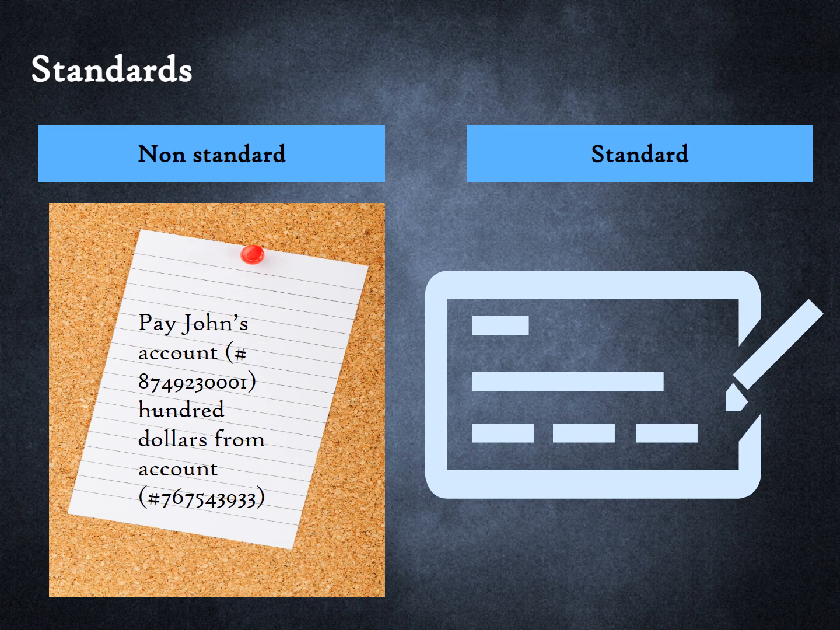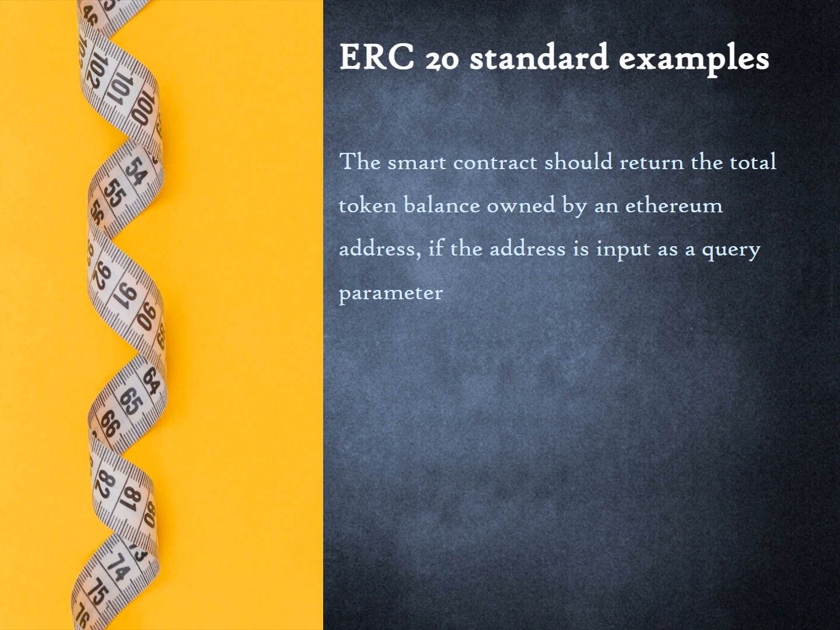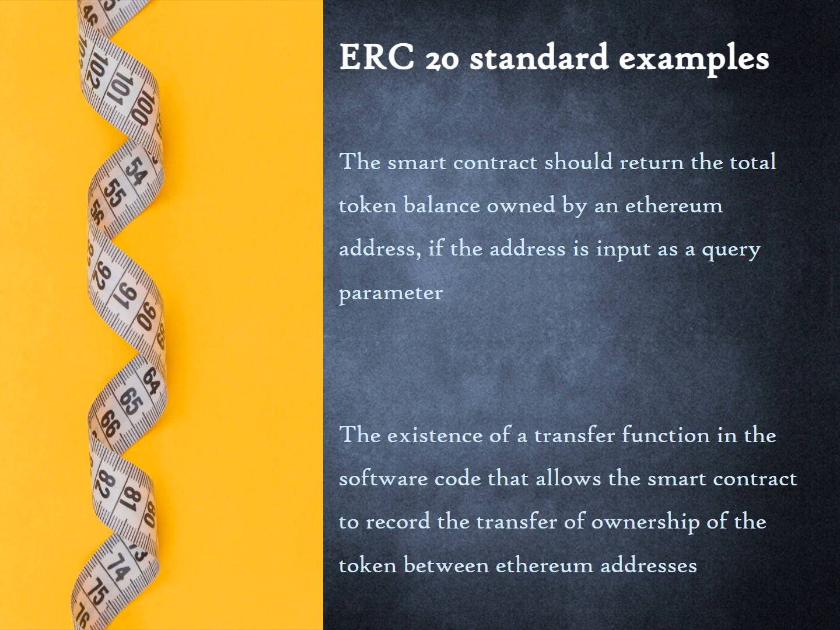ERC-20, similarly, is a standard that governs the creation of fungible tokens from an Ethereum smart contract. Our goal here is not to become software programmers well versed in the requirements of ERC-20. We are only developing a conceptual understanding of it. In that spirit, I will share a couple of illustrative examples of ERC standards. One standard is that the smart contract should return the total token balance owned by an Ethereum address, if the address is input as a query parameter. Another standard is the existence of a transfer function in the software code that allows the smart contract to record the transfer of ownership of a token between Ethereum addresses.